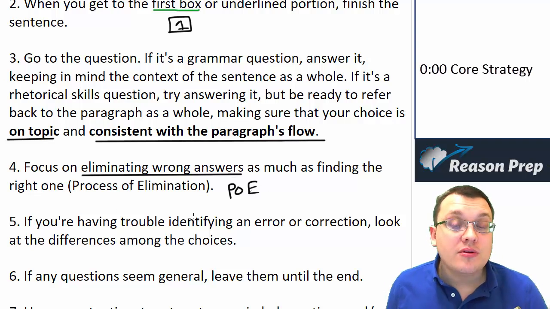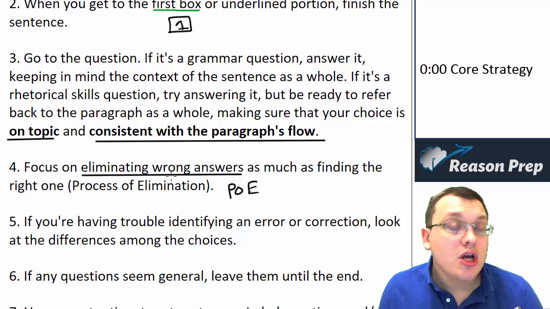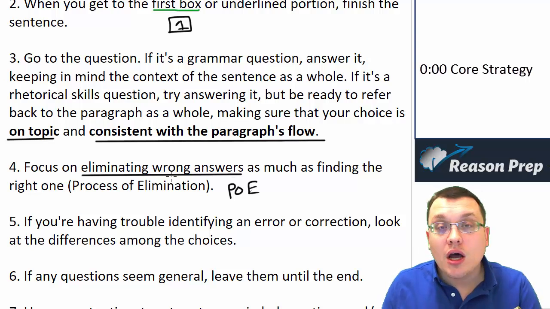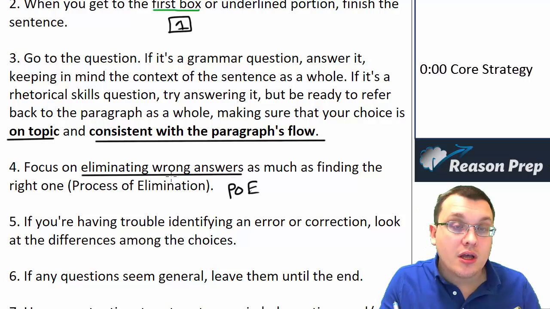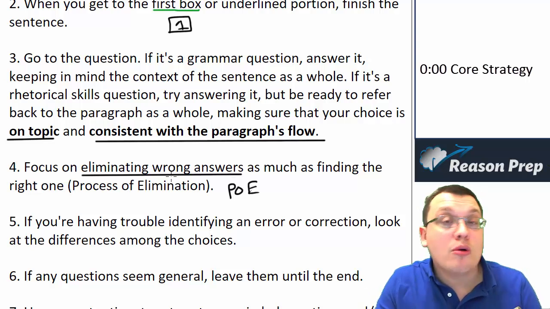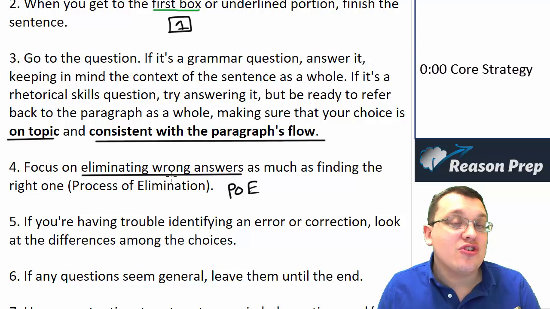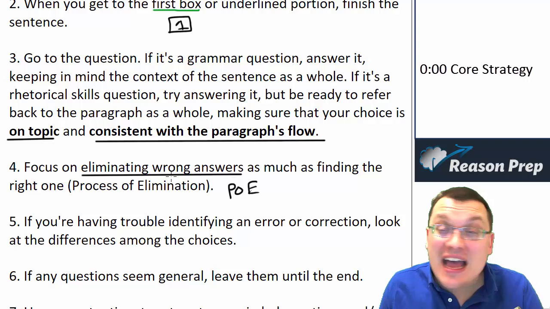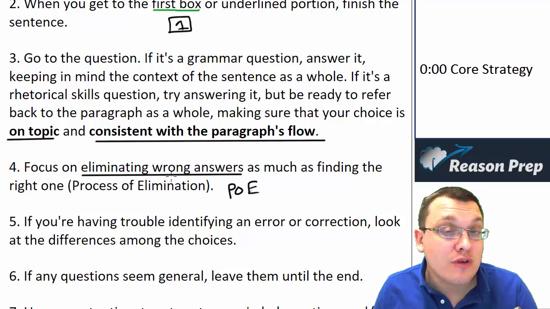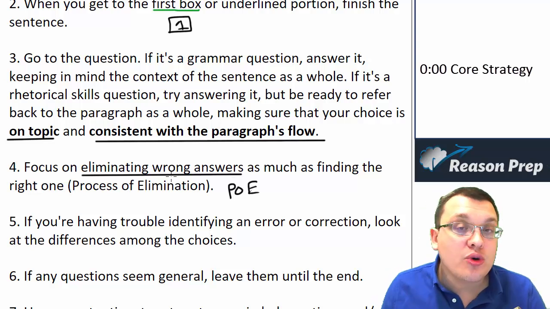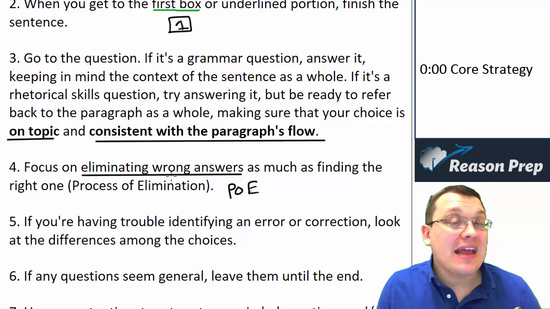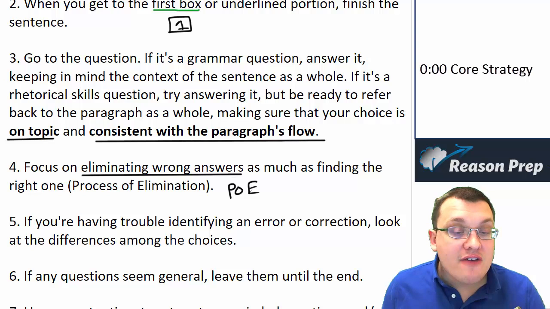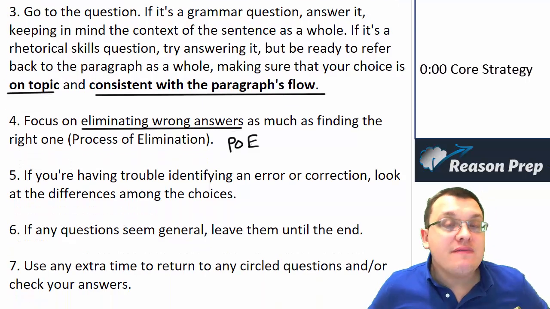If you're having trouble identifying an error or a correction, look at the differences in the choices. Sometimes when you go to the choices, you see that they are all changing the form of the verb, and that might indicate to you that it's a tense error or subject-verb agreement error. Maybe they're adding in dashes or removing dashes. Maybe then it's some sort of punctuation error. So when you go to the choices and see what they're changing, it might help you determine what the original error was, if any. If any questions seem general, leave them until the end.